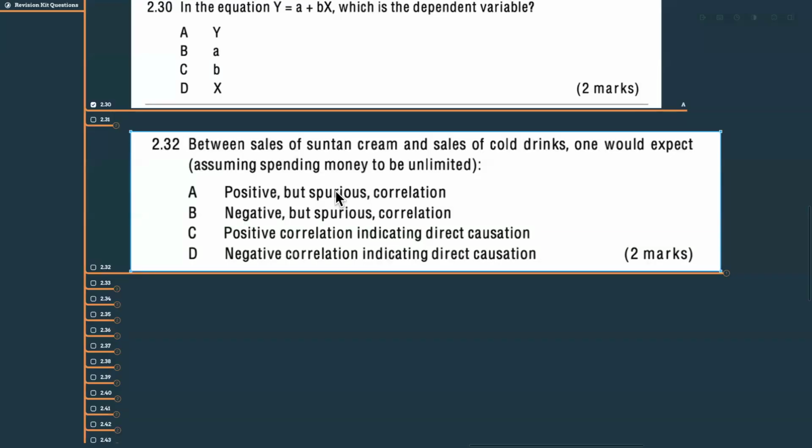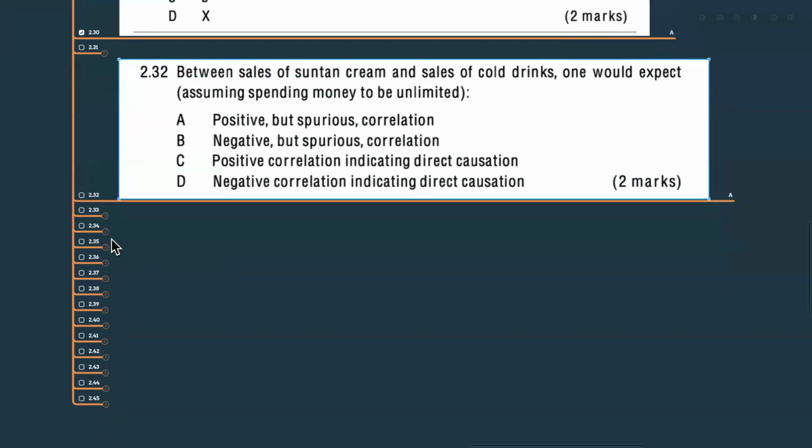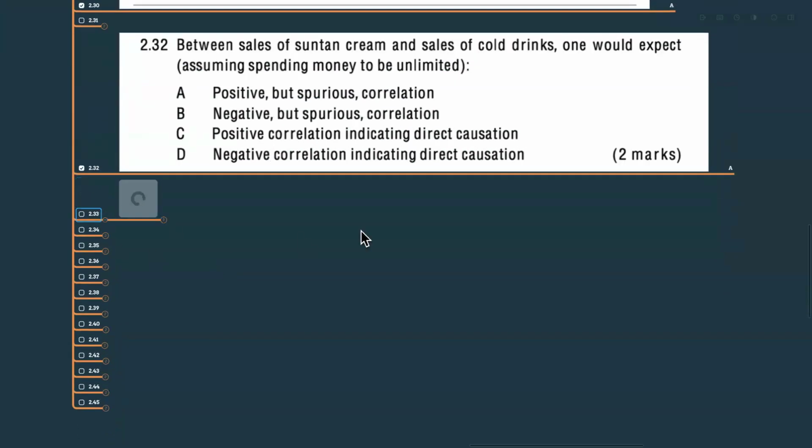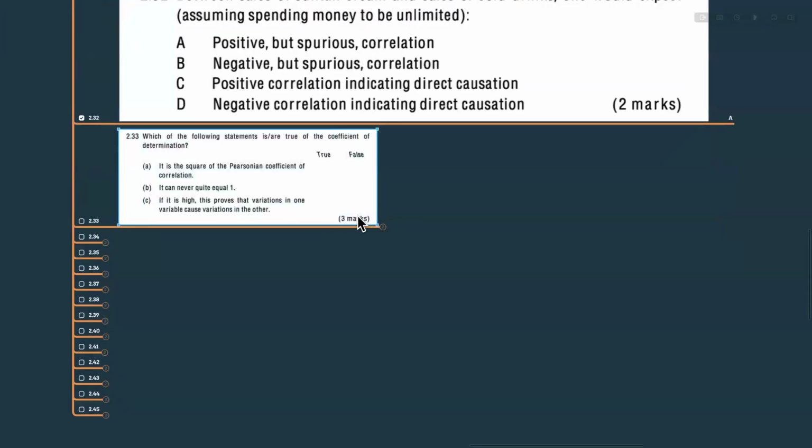Right? Did you understand? In this case, the weather is the third factor. There's a positive relationship, but one does not cause the other. Cold drinks don't cause people to buy suntan cream, or suntan cream doesn't cause people to buy cold drinks. The real reason they both increase is the hot weather. That's why the answer is going to be A. Good. All of you mentioned the correct answer. And let's see.